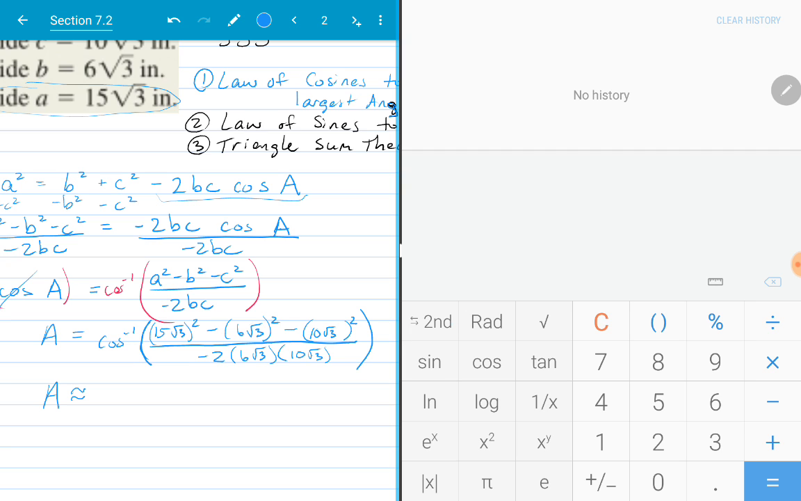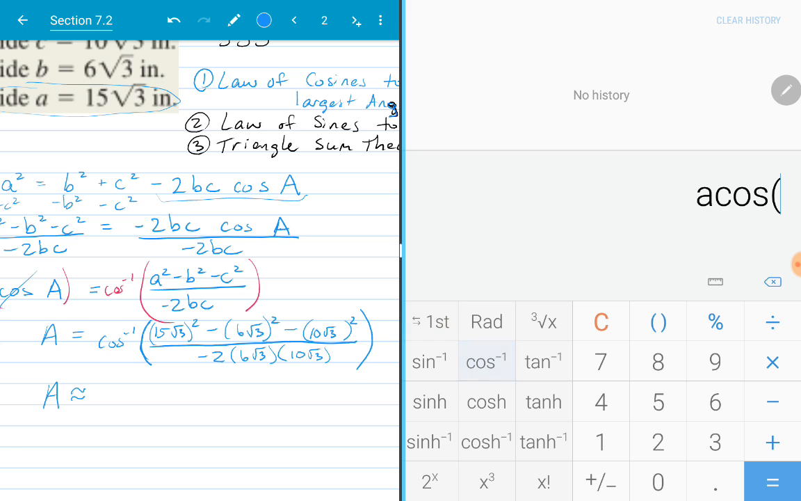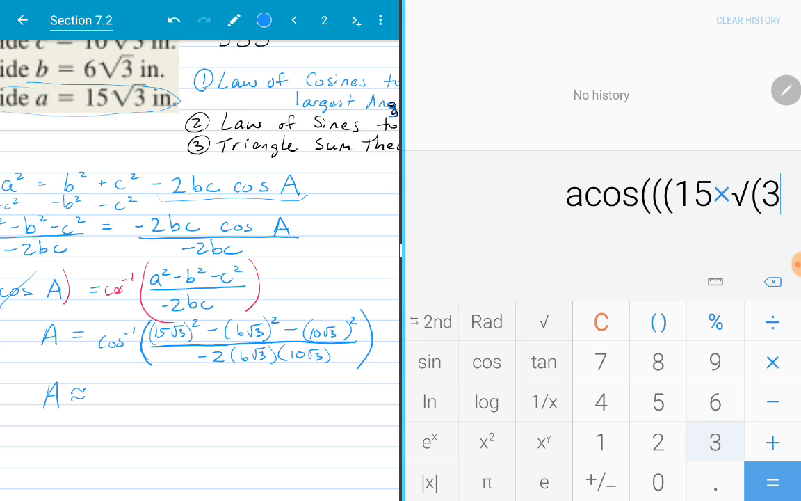Whatever you want your answer to come out as, you'd use degrees or radians, but this unit we're using degrees, so I'll leave degrees and say cosine inverse. And then I'm going to need a lot of parentheses on this one. First a parenthesis for the numerator, second parenthesis is for the 15 times the radical 3. I'm going to close that 15 radical 3 and square it.